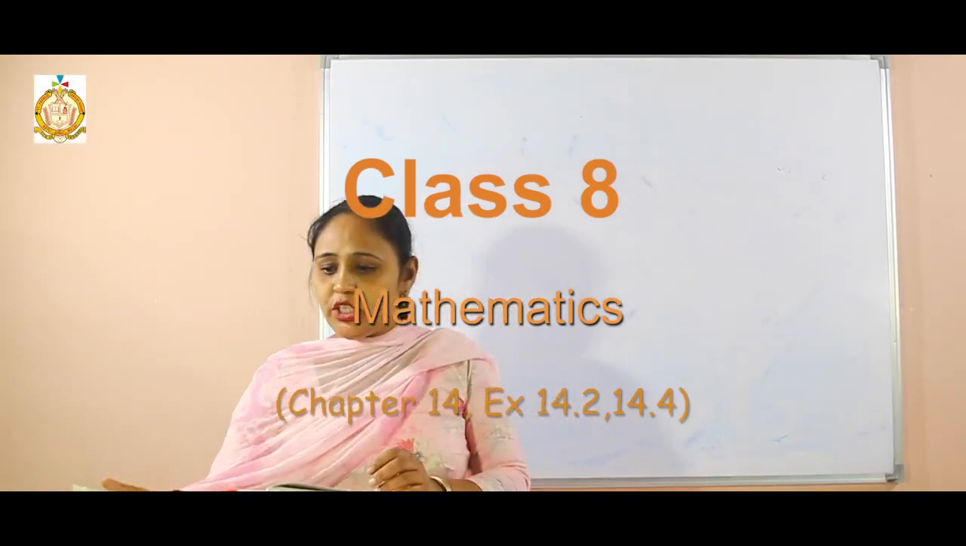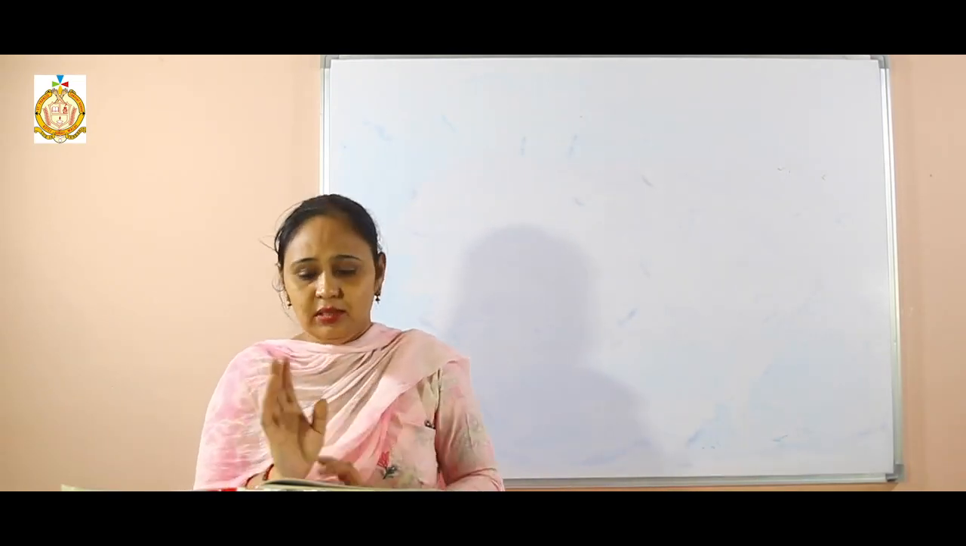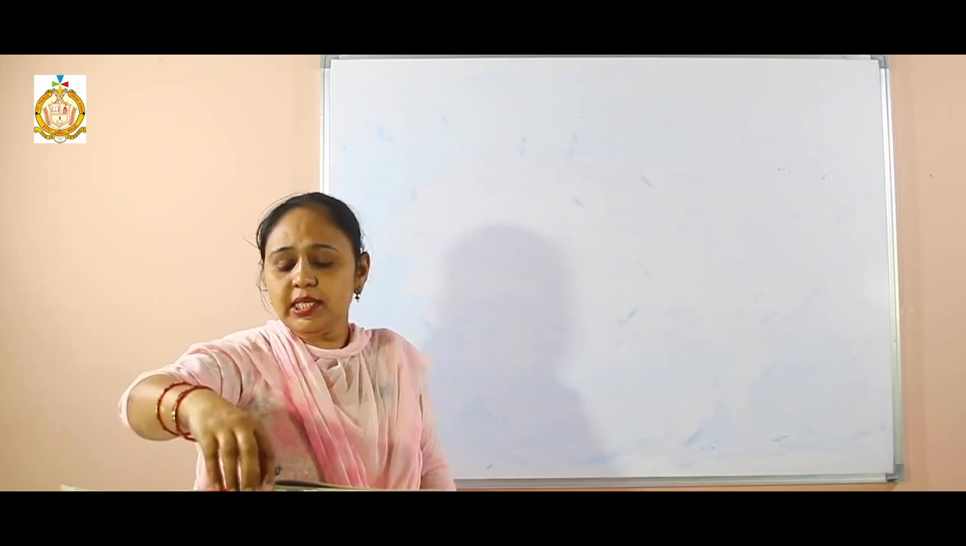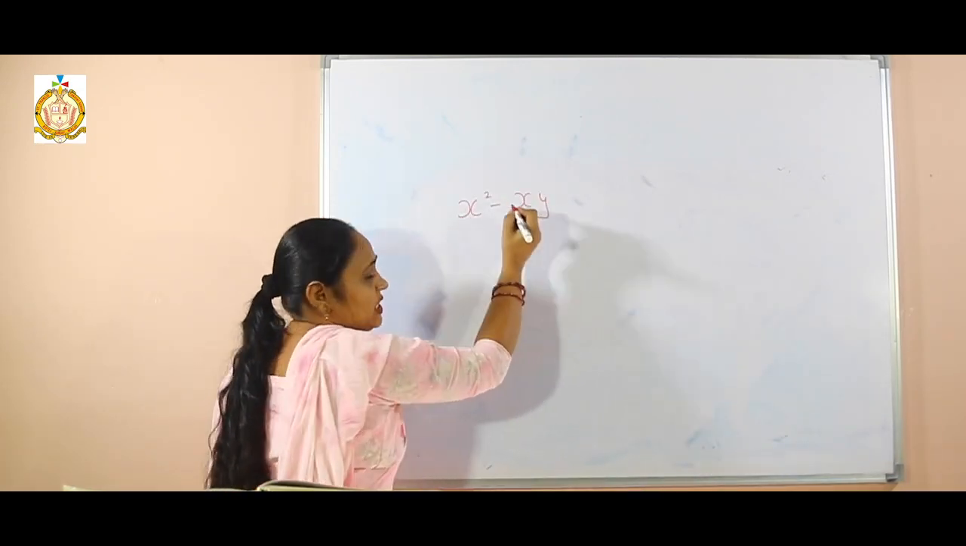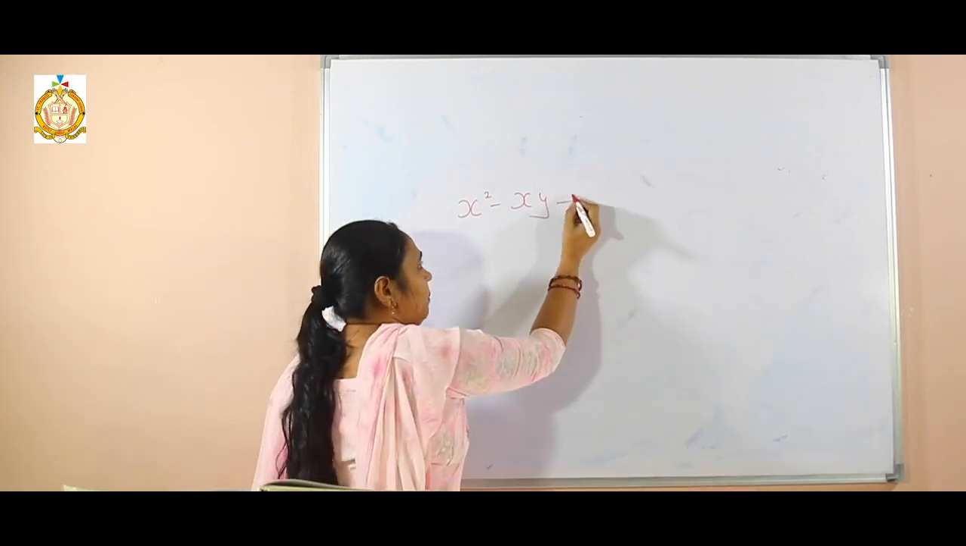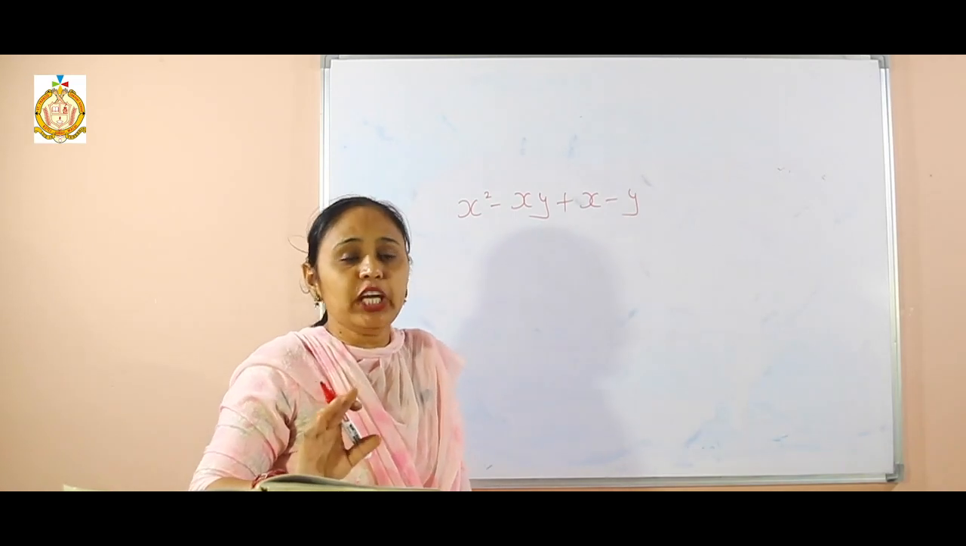Exercise 14.2, by grouping. I already told you by the demo of the chocolates. Okay, now see, there is given x square minus xy, then there is plus x minus y. Now you can identify when we have to make the grouping.